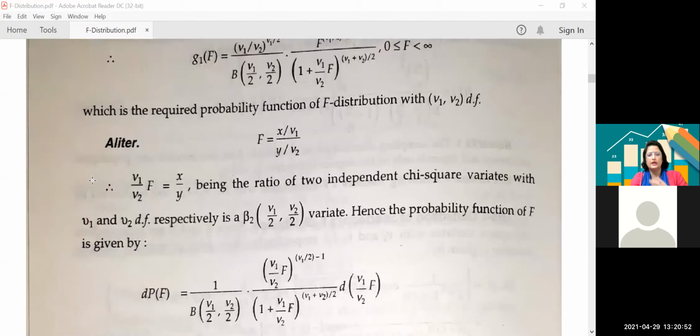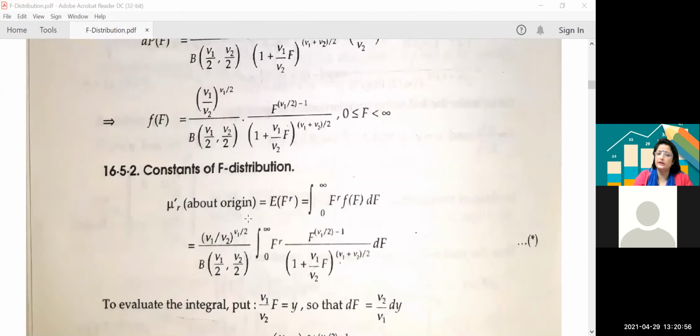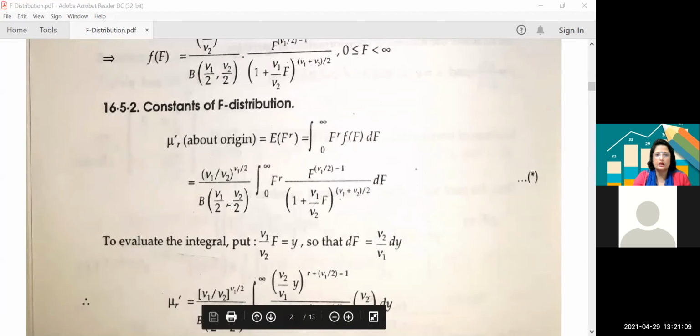So there is another way, a little way. This, if you want to read, you can. Now I'm directly coming to the constants of F distribution. Constants mean moments about the origin, mean, variance, so coefficient of skewness, kurtosis, mean, median, mode. ये सब चीजें हमने find out करनी हैं.